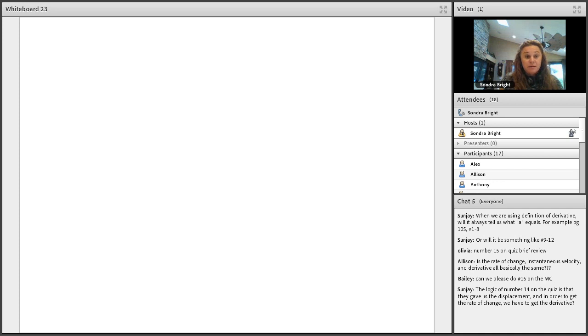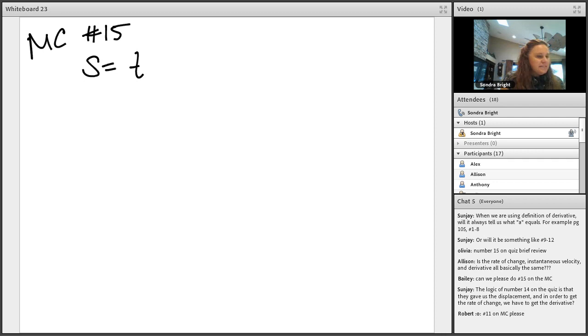Did not grab my calculator, hopefully. Okay, so this is the multiple choice, number 15. I always forget something. At time t, the position of a moving particle along the s-axis is s equals t cubed minus 27t squared plus 240t. That's the position. They want you to find the acceleration each time the velocity is 0.